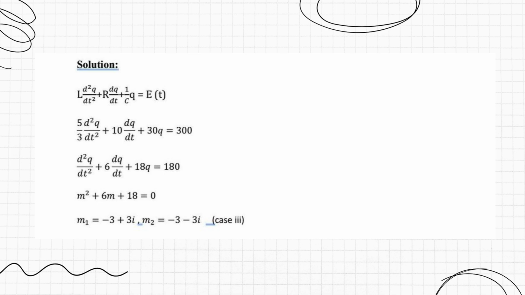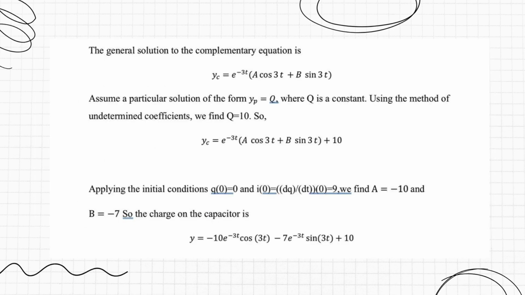Then we make it in the form of a quadratic equation, which is m squared plus 6m plus 18 equals 0. When we solve, we get m1 equals negative 3 plus 3i, m2 equals negative 3 minus 3i, and this is applicable in case 3. The general solution for the complementary equation will be yc equals e to the power of negative 3t times a cos 3t plus b sin 3t.